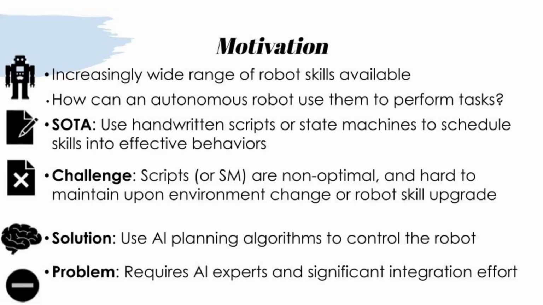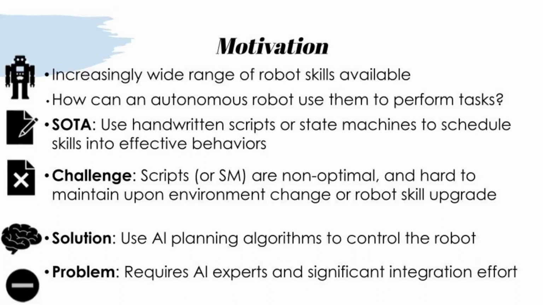Motivation. An increasingly wide range of robot skills is currently available. How can an autonomous robot use them to perform tasks? The current state of the art is to use handwritten scripts or state machines to schedule skills into effective behaviors. The challenge is that scripts or state machines are non-optimal and hard to maintain upon environment change or robot skill upgrade.